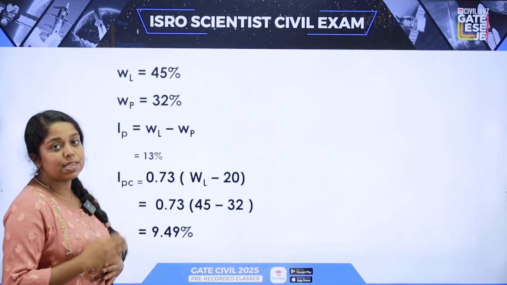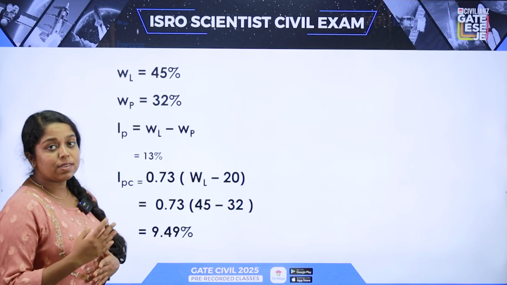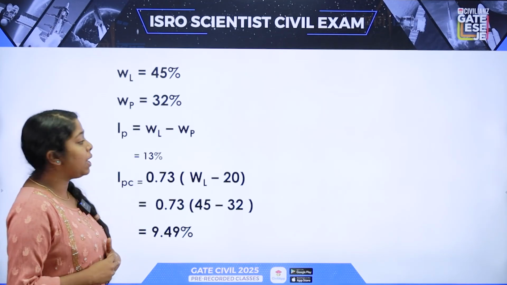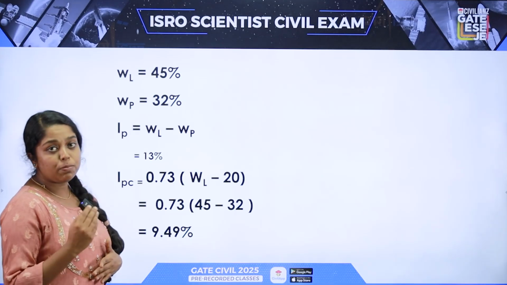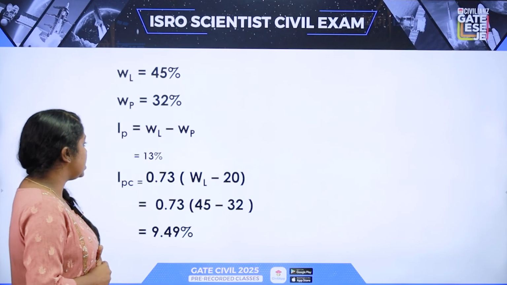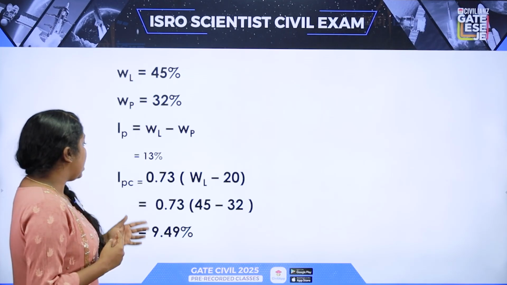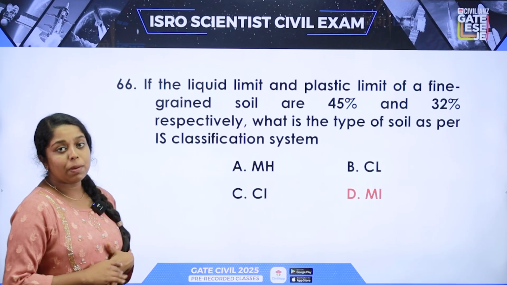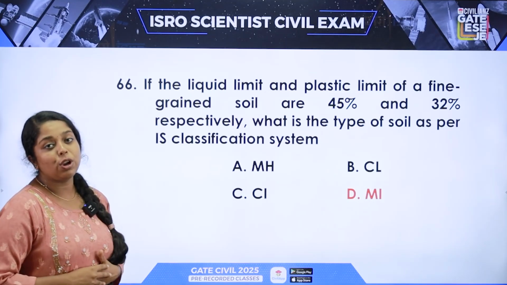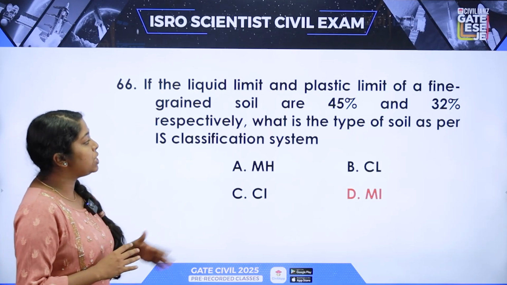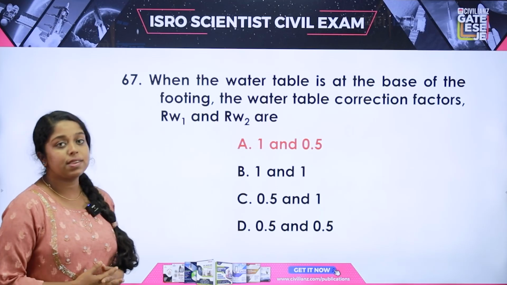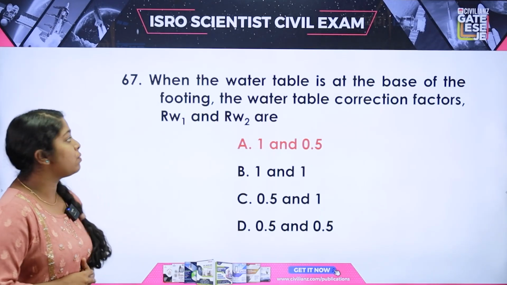We know that the plasticity index is equal to WL minus WP, which is equal to 13%, and for the plasticity chart, the plasticity index is found using 0.73 into (WL minus 20), which is equal to 9.49%. The IP is greater than IP of the plasticity chart, and using the plasticity chart we find that the type of soil is silty soil of intermediate plasticity, that is option D is the right answer. Moving on to the 67th question, this is related to the bearing capacity of the soil.